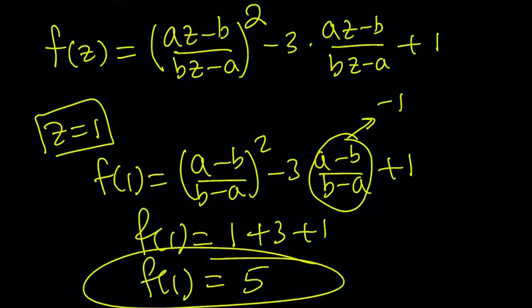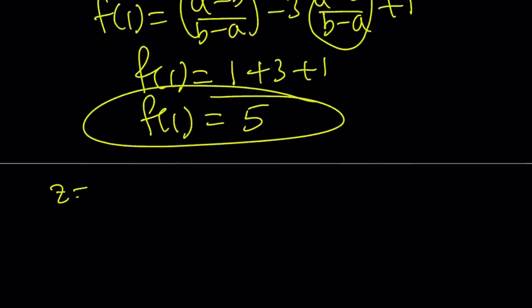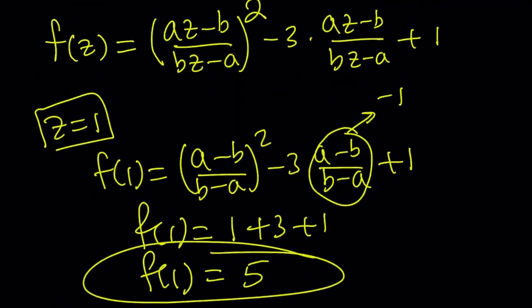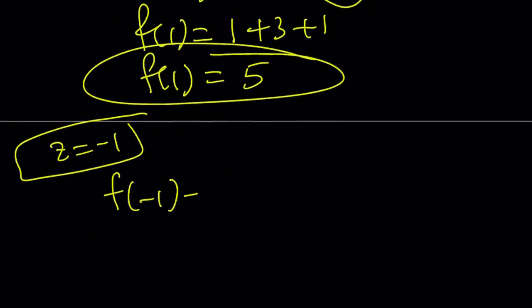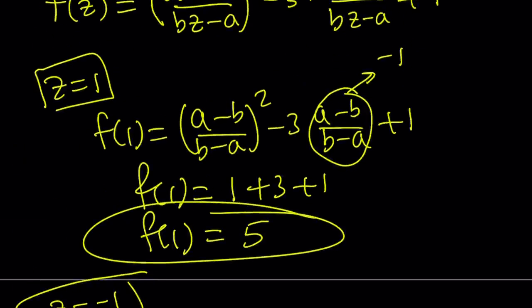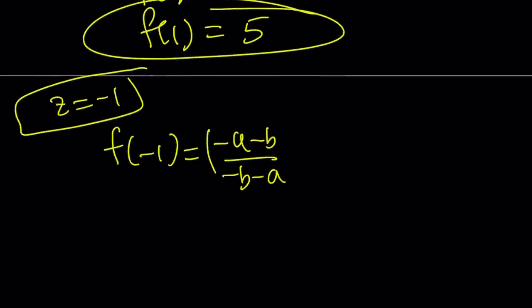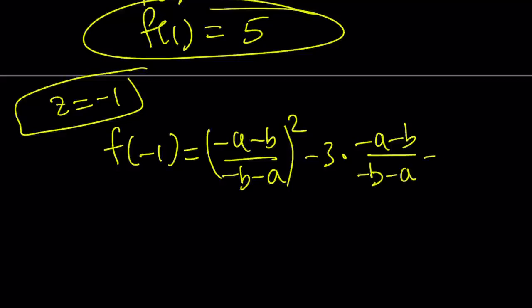Awesome. Let's go ahead and find f of -1 by replacing z with -1. If you replace z with -1 in this expression, you get a times -1, so it's going to be negative a minus b divided by, at the bottom, negative b minus a, squared, minus 3 times the same thing, pretty much, negative b minus a, plus 1.